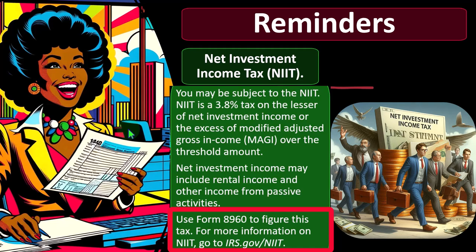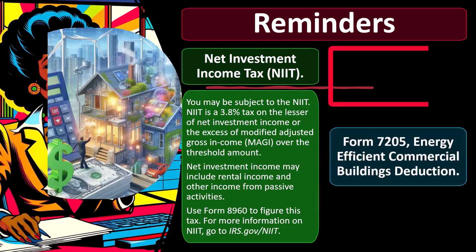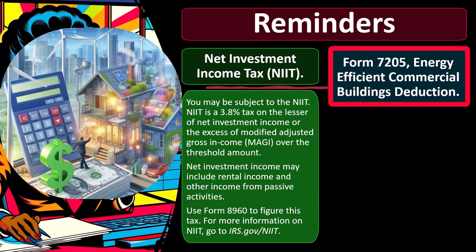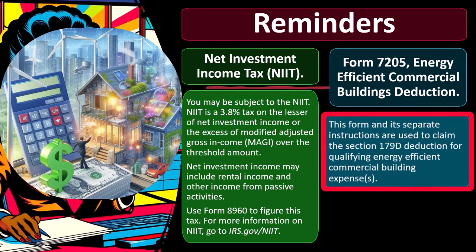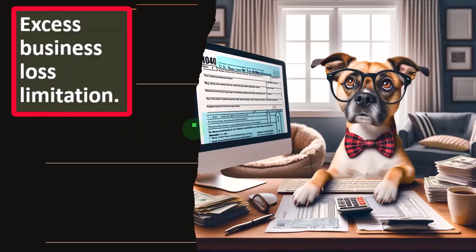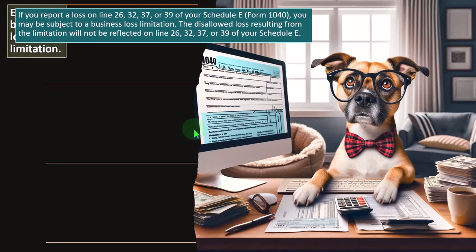For more information on NIIT, go to irs.gov/NIIT. Form 7205, Energy Efficient Commercial Building Deduction. This form and its separate instructions are used to claim the Section 179D deduction for qualified energy efficient commercial building expenses. Excess business loss limitation.